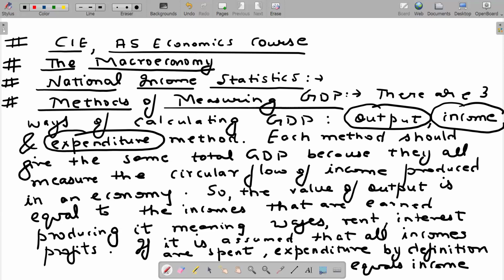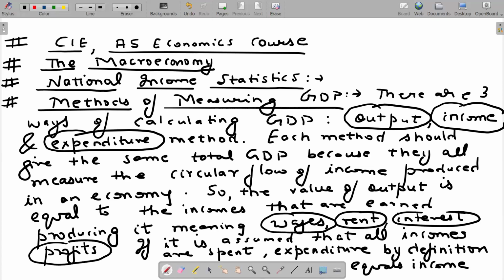So if I sum up the whole paragraph, we are simply talking about the fact that income, output, and expenditure will come out to be exactly equal. Whatever output is produced by a firm will generate income. This income will be given back to the workers in the form of wages, rent on land, interest on capital, and profits to the entrepreneur. That means the value of the output will exactly be equal to the sum of wages, rent, interest, and profits.